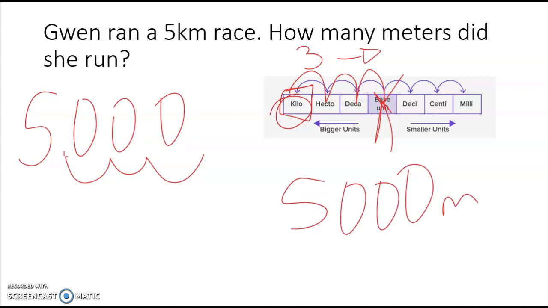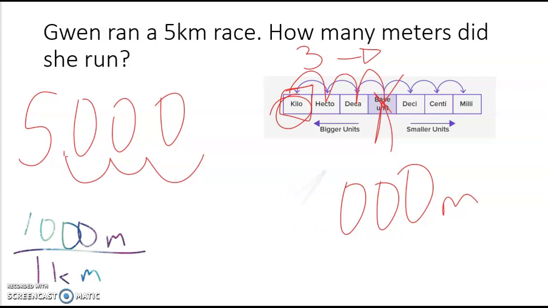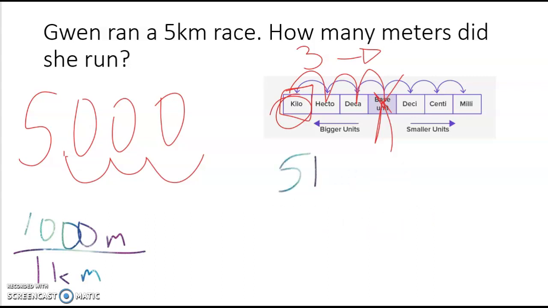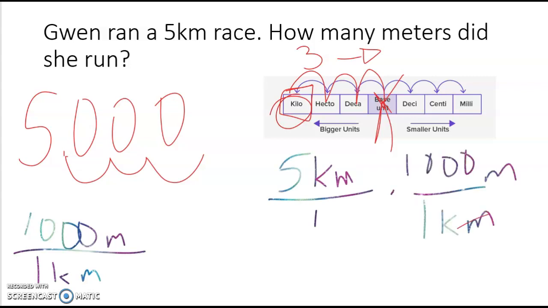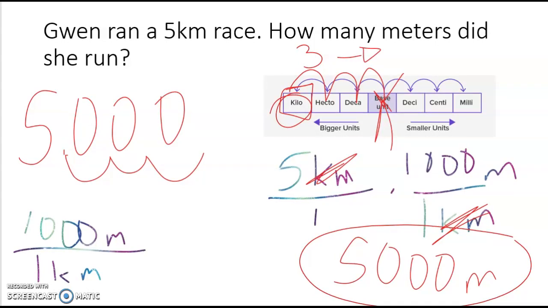Now, if you're more of the math type, you could say, I know that there are 1,000 meters in 1 kilometer. And then you could do dimensional analysis. So if I've got 5 kilometers and I know that 1 kilometer is the same as 1,000 meters, that cancels my kilometers. I multiply across and you can see I get the same answer, 5,000 meters. So it doesn't matter which way you do it. I prefer the counting method because I think it's easier.